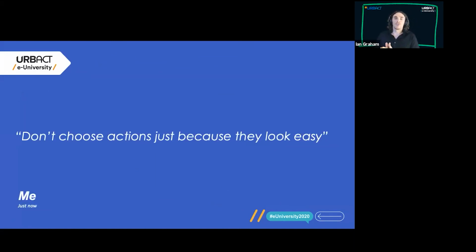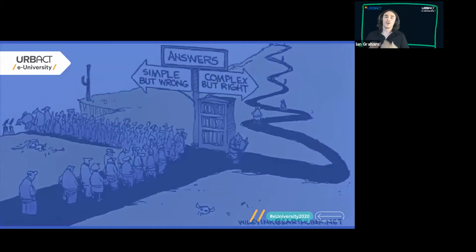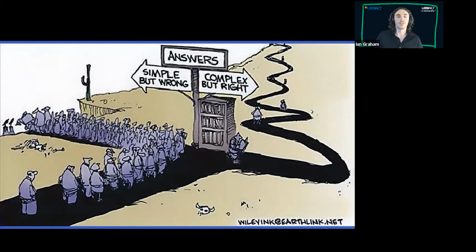The other key point I want to make is that don't choose the actions just because they look easy. And the point here is that a lot of what we're working towards is normally solving complex problems, social, environmental, economic problems that have many moving parts, and they're all intertwined. So the reality often isn't neat and simple. And the reality we're dealing with and the solutions and the answers we're looking for are often complex. It's that wiggly path again. It's not a straight line.